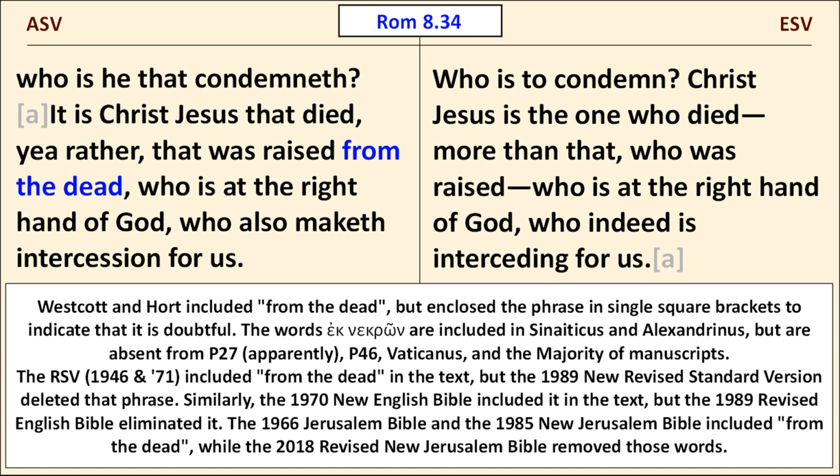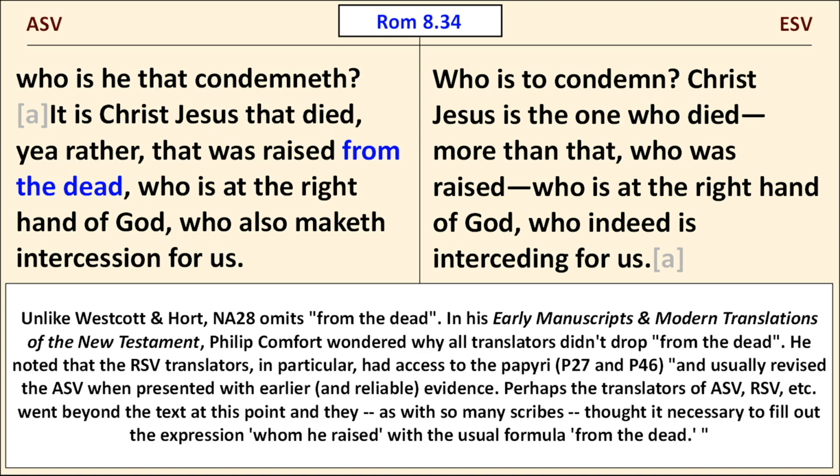The Revised Standard Version included "from the dead" in the text, but the 1989 New Revised Standard Version deleted that phrase. Similarly, the 1970 New English Bible included it, but the 1989 Revised English Bible eliminated it. The 1966 Jerusalem Bible and the 1985 New Jerusalem Bible included "from the dead," while the 2018 Revised New Jerusalem Bible removed those words. Unlike Westcott and Hort, the Nestle-Aland 28th edition omits "from the dead."